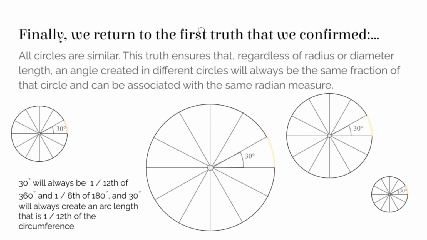Finally, we return to the first truth that we confirmed. All circles are similar. This truth ensures that, regardless of radius or diameter length, an angle created in different circles will always be the same fraction of that circle and can be associated with the same radian measure. 30 degrees will always be 1/12 of 360 degrees and 1/6 of 180 degrees. And 30 degrees will always create an arc length that is 1/12 of the circumference.